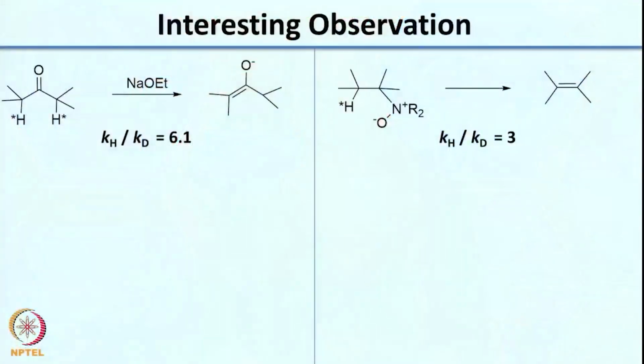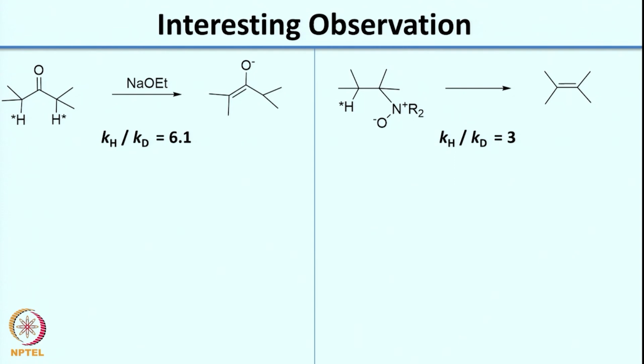Now let us look at another highly interesting observation. Shown are 2 reactions on your screen. What is seen is both are deprotonation reactions, but in the second case you have deprotonation followed by elimination. So in the first case the Kh over Kd value seen is 6.1, whereas in the second case the Kh over Kd value seen is 3.